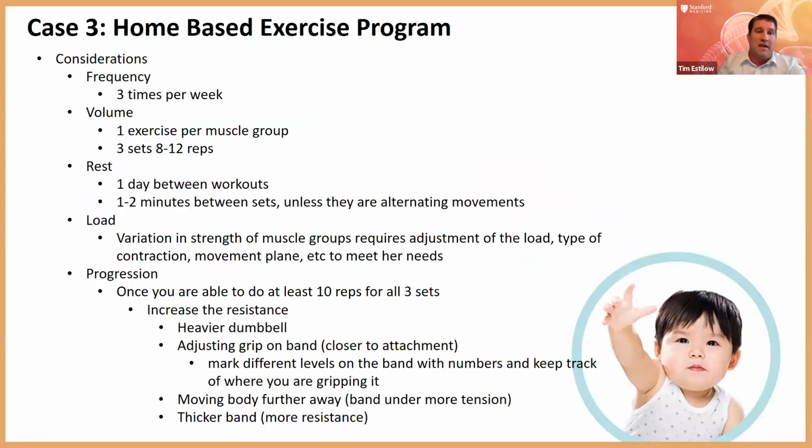So what did her program look like? Frequency from a strengthening standpoint was 3 times a week. We started slow with 1 exercise per muscle group. We just wanted her to get the basics of the movement down, how to activate these movements and develop those movement skills. 8 to 12 repetitions, a day of space between the workouts, and 1 to 2 minutes rest between exercises, unless of course it was an alternating exercise where she did one arm first and then the other arm. Important is varying the strength, varying the load and the type of movement based on her strength. So on the next slide, I'll show you how we did that.